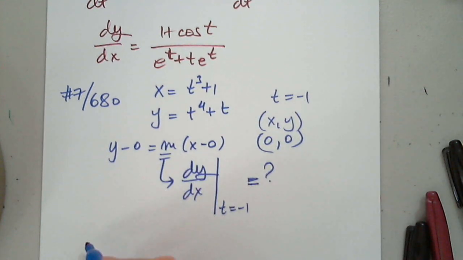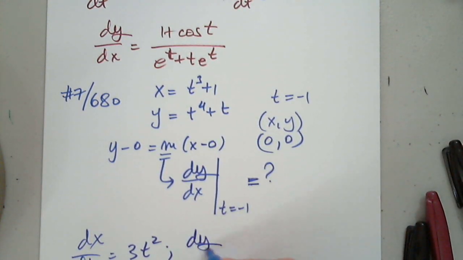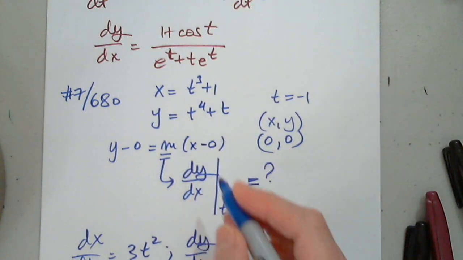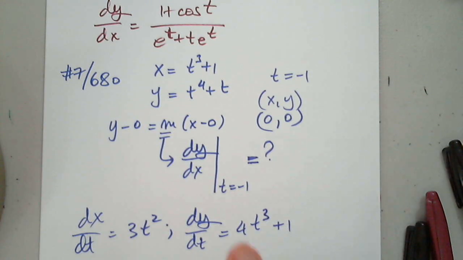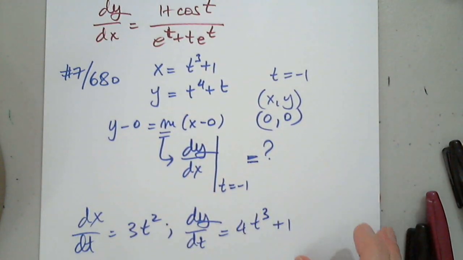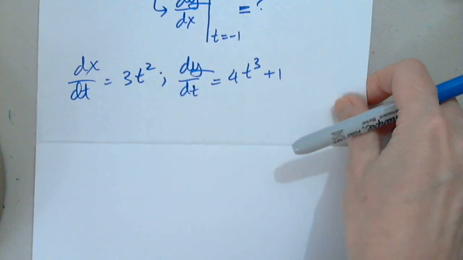Good, so I have to find dx over dt. dx over dt is 3t squared. I have to find dy over dt, which is 4t to the third plus 1. I have to find the ratio and plug in -1. I'm going to move on to page 4.